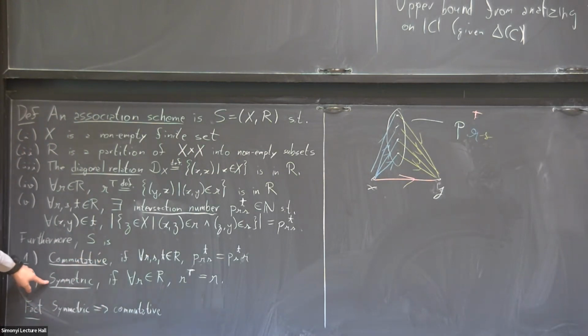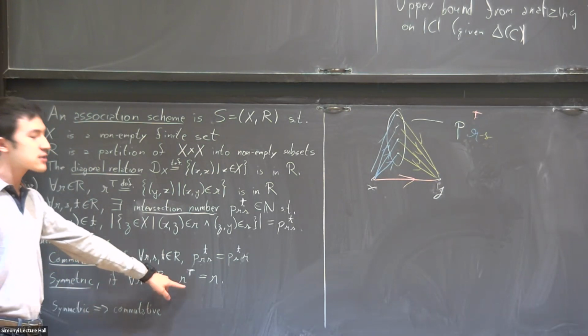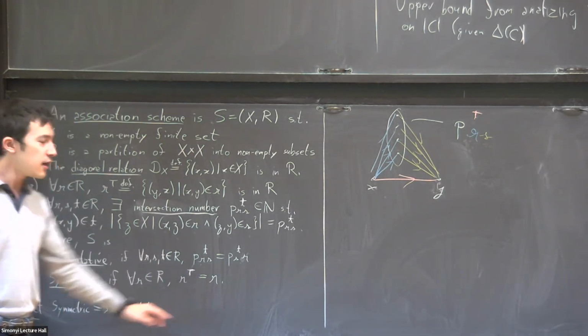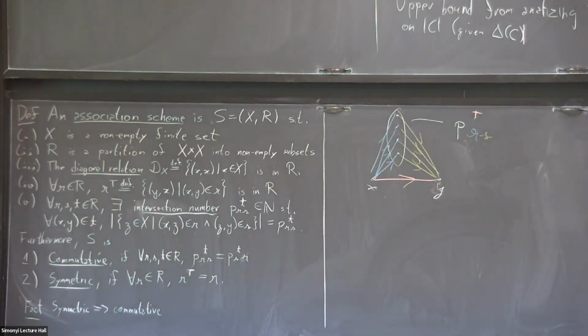And the other is symmetric. Symmetric, I'm going to say, actually, it's a graph. So the relation transposed is equal to the relation. And for most of this talk, I'm going to focus on the symmetric case, but everything that I will say actually holds for commutative, except that you're going to have to do some adjustments.